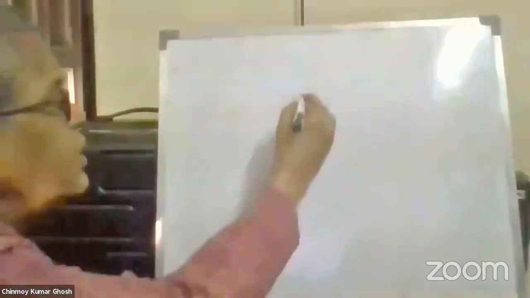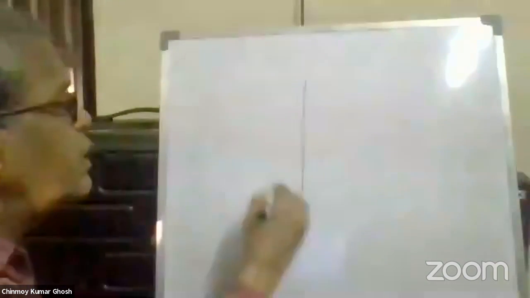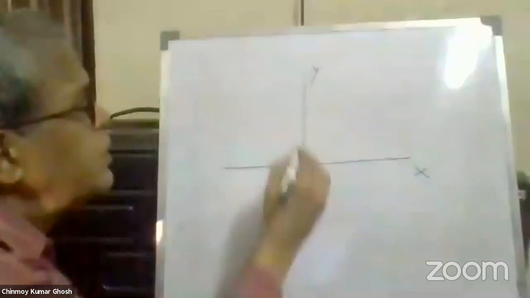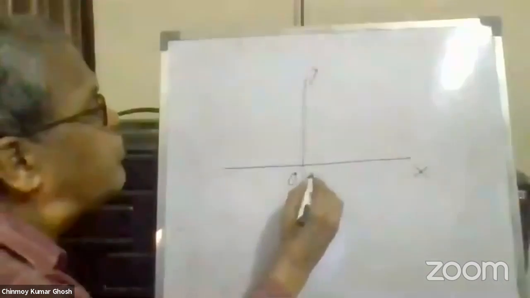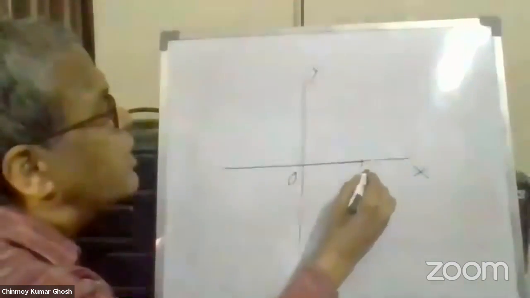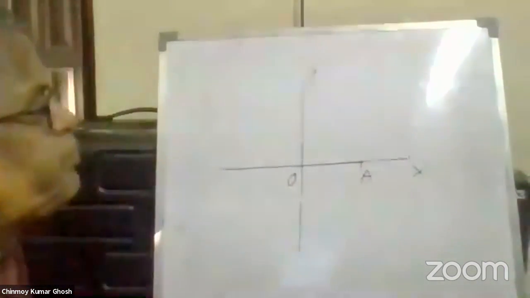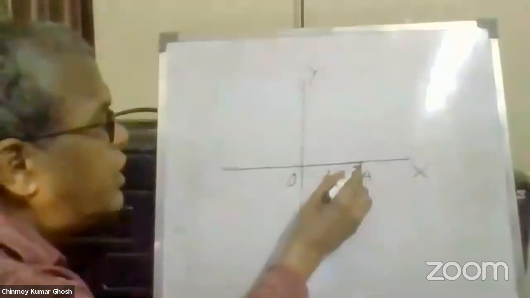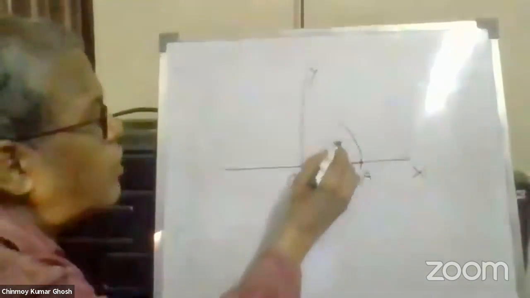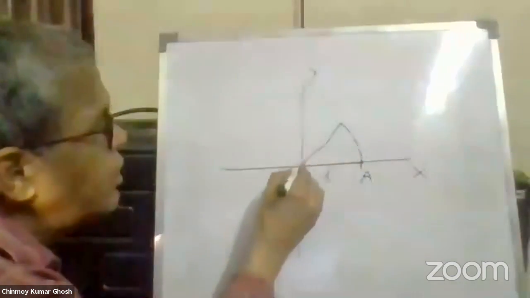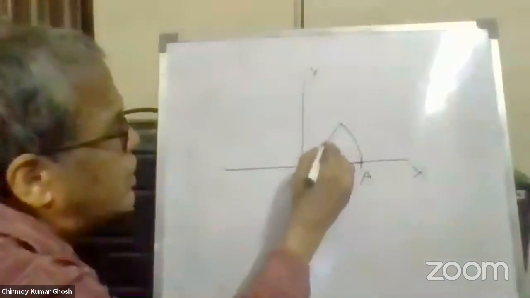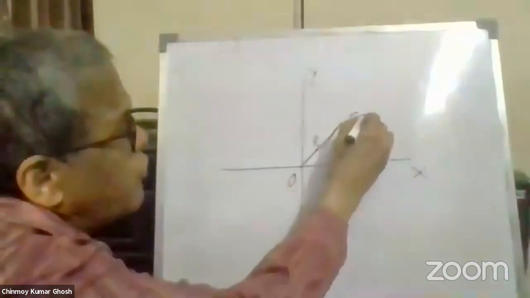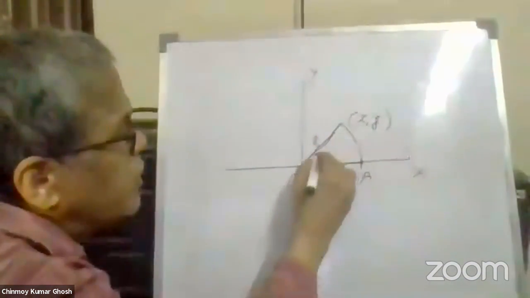So I say that you take a system of coordinate axes, the x-axis and the y-axis. This is the origin O. You take a straight line OA. The length of the straight line, say, is equal to L. And you rotate the straight line. Suppose it comes to this point. Now, this being a circle, the length of this straight line is also equal to L. And let the coordinates of the point be x, y.